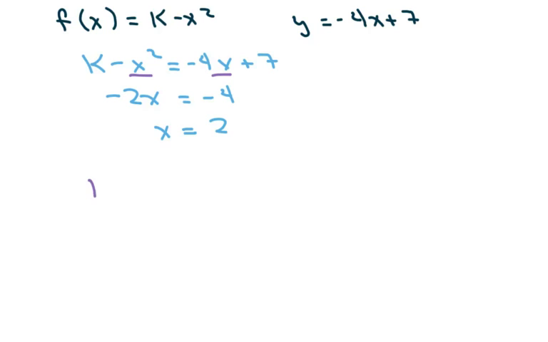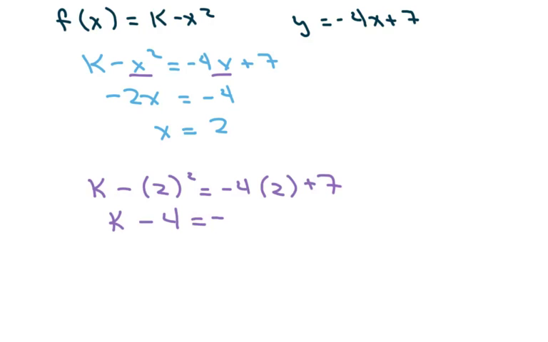So we get k minus 2 squared equals negative 4 times 2 plus 7. So this would be k minus 4 equals negative 8 plus 7. So this is going to be k equals, this is negative 1 plus 4. So k equals 3 when x is 2.